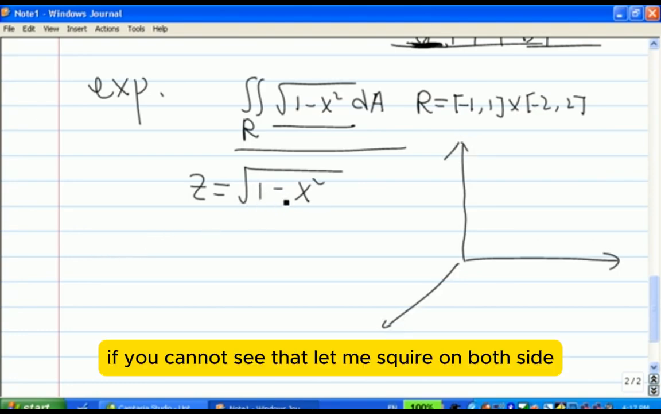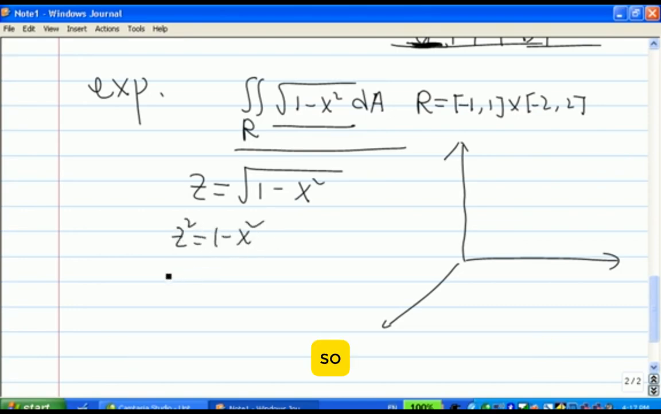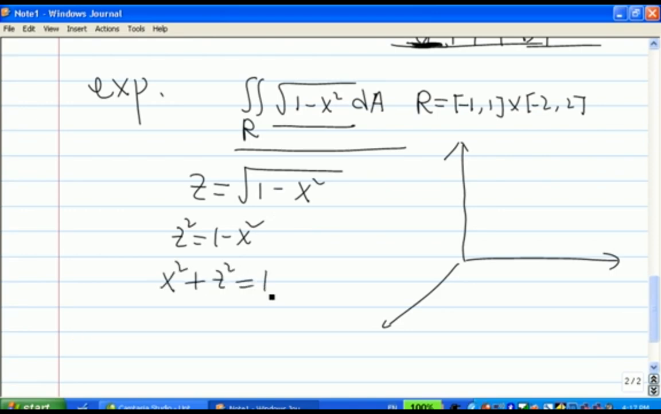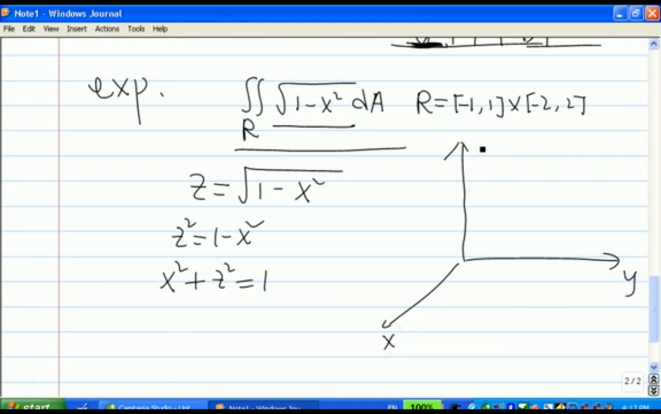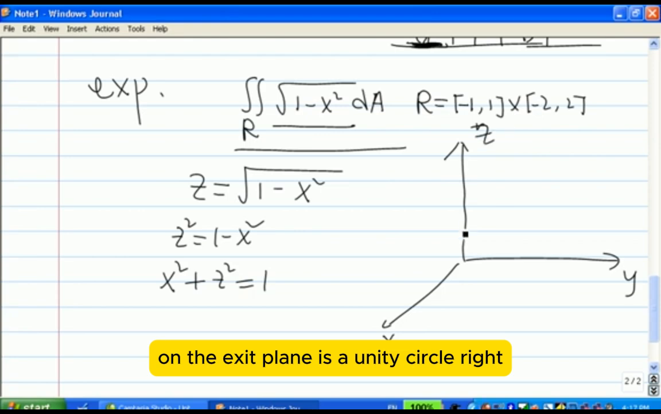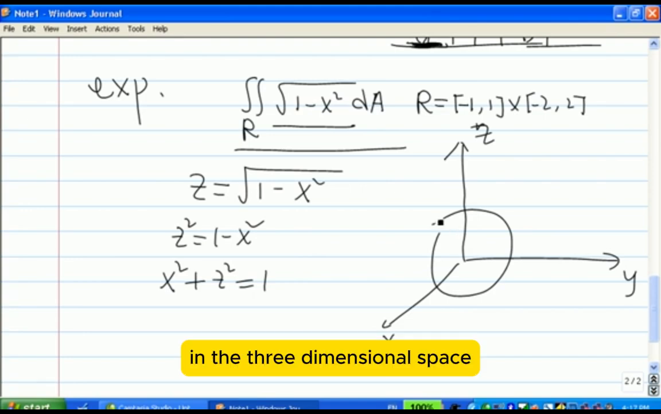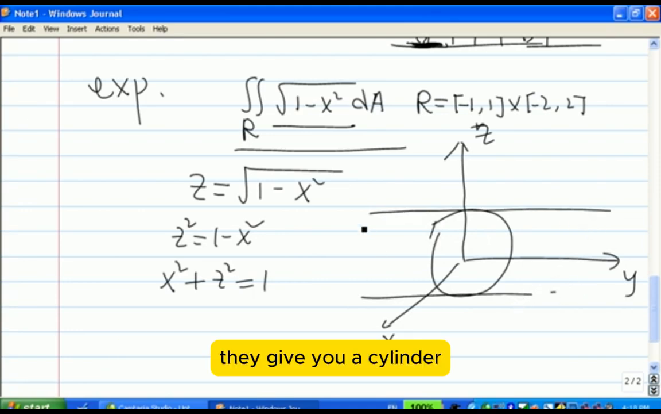If you cannot see that, let me square both sides. I get z squared equal to 1 minus x squared. So you can think about x squared plus z squared equal to 1. What is this? On the xz plane, this is a unit circle, right? However, in three-dimensional space, this gives you what? It gives you a cylinder, because y can be anything.